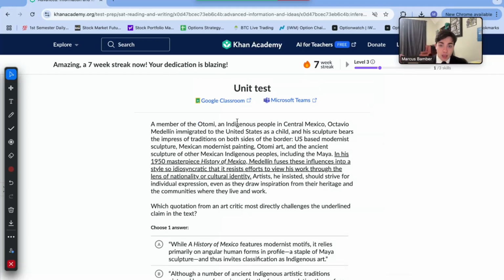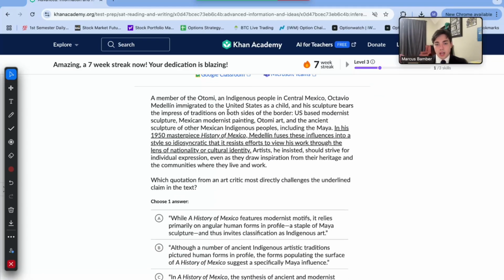A member of the Otomi, an indigenous people in central Mexico, Octavio Medellín immigrated to the United States as a child, and his sculpture bears the impress of traditions on both sides of the border: US-based modernist sculpture, Mexican modernist painting, Otomi art, and the ancient sculpture of other Mexican indigenous peoples, including the Maya. Okay, so lots of influences here. In his 1950 masterpiece, History of Mexico, Medellín fuses these influences into a style so idiosyncratic that it resists efforts to view his work through the lens of nationality or cultural identity.